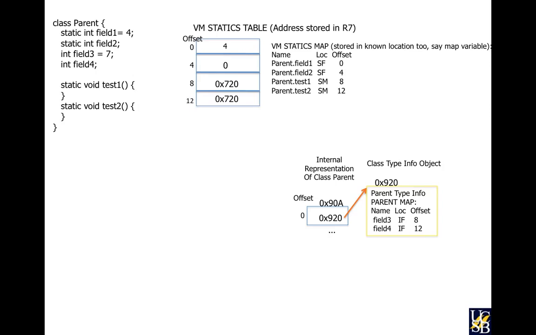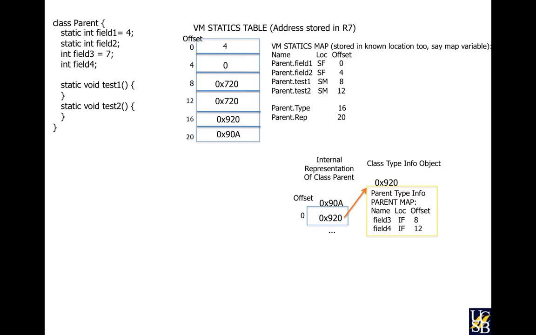The internal representation in this example is at 90A, an address in memory. The map is at 920, an address in memory. 920, the value, is stored in the first word of the internal representation of the class parent, so that it's easy to get to. This internal representation, in particular the map, holds all things instance. So in this case, we have 2 instance fields. We put field 3 and field 4, IF stands for instance field, at different offsets. Those offsets are not offsets into the statics table, they are offsets into the object itself, because instance fields are stored with the object.